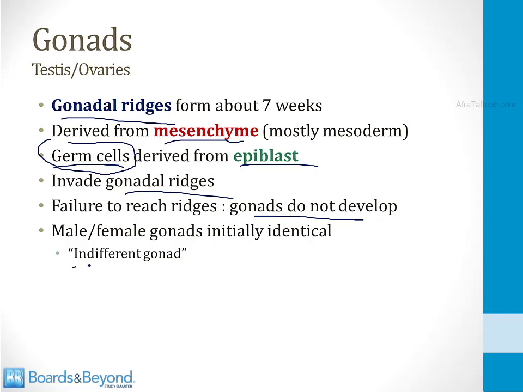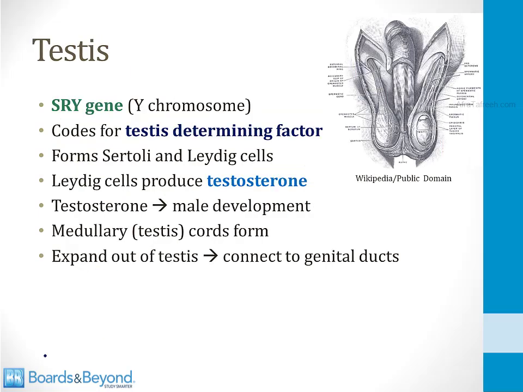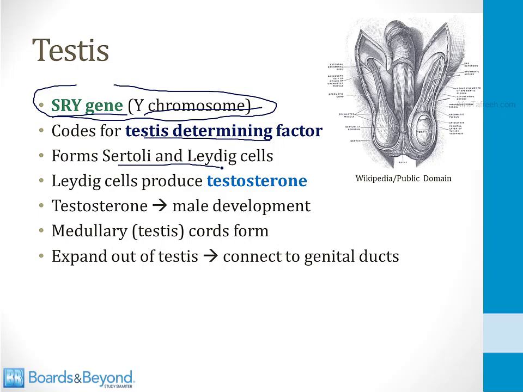This is called the indifferent gonad. It is not yet a testis or an ovary. If the fetus has a Y chromosome, then it will have the SRY gene, which is found on the Y chromosome. And this gene on the Y chromosome is what makes male babies male. It codes for the testis determining factor, which leads to the formation of Sertoli and Leydig cells. Once these cells form, the Leydig cells begin producing testosterone, and testosterone leads to male development.